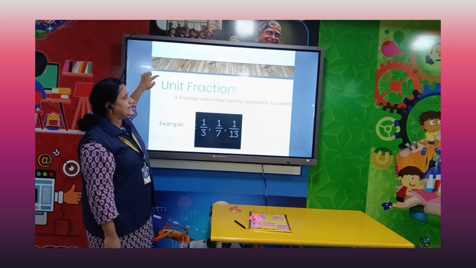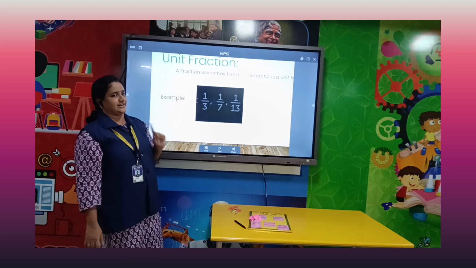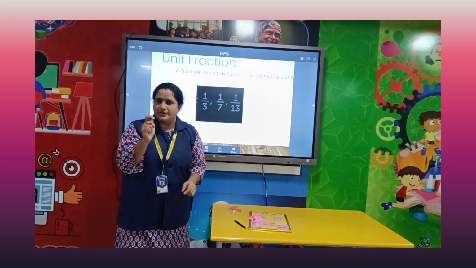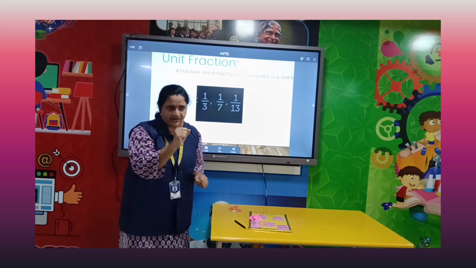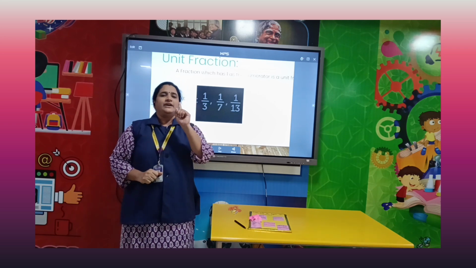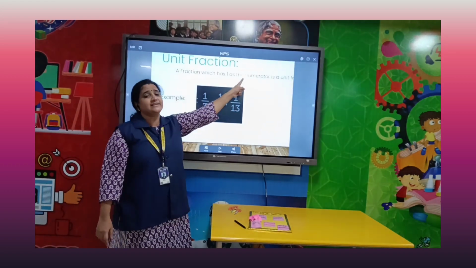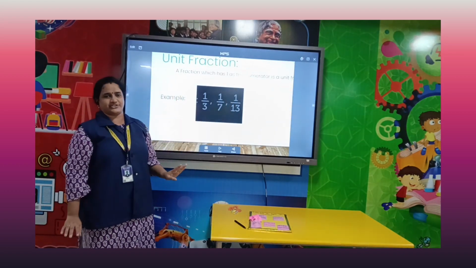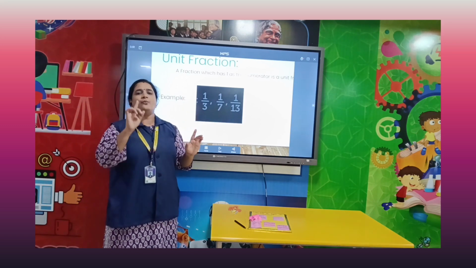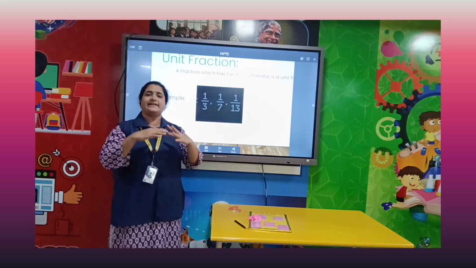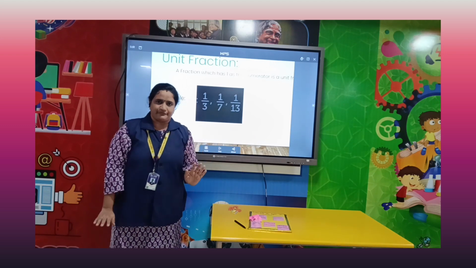Now we are going to see the types of fractions. Now what is a unit fraction? You all know what a unit is. Unit is a term which usually denotes the number 1. Here, the fraction which has 1 as a numerator is called a unit fraction. In a unit fraction, all the fractions will have 1 in the numerator, and you can have different numbers in the denominator. That is called a unit fraction.